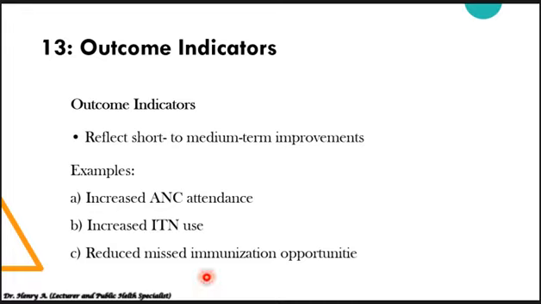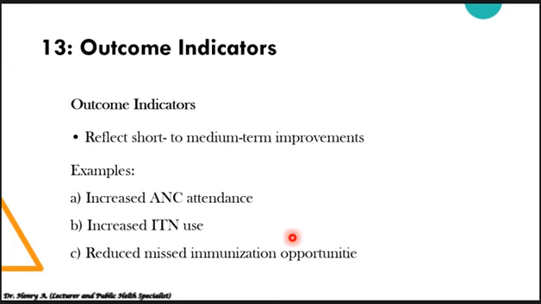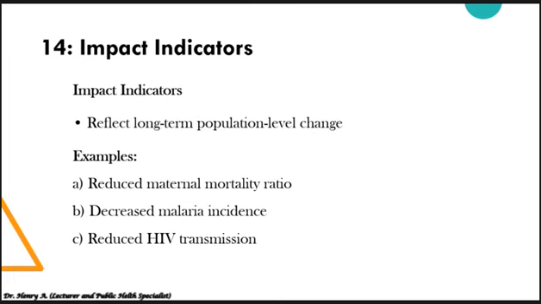At this juncture, we want to now see impact indicators. So what is impact indicators? These reflect long term. Remember that the outcome indicators look at short to medium term improvements, but the impact indicator reflects the long-term changes at the population level. So it's not just a short to medium, but a long time.